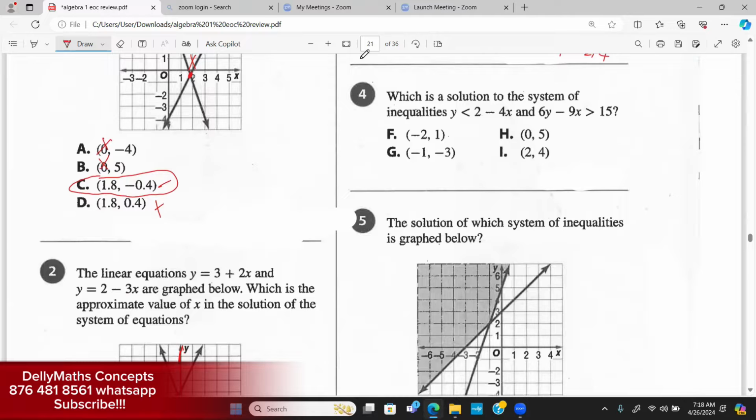All right. Which is a solution of the system of equations? So here I have two inequalities.